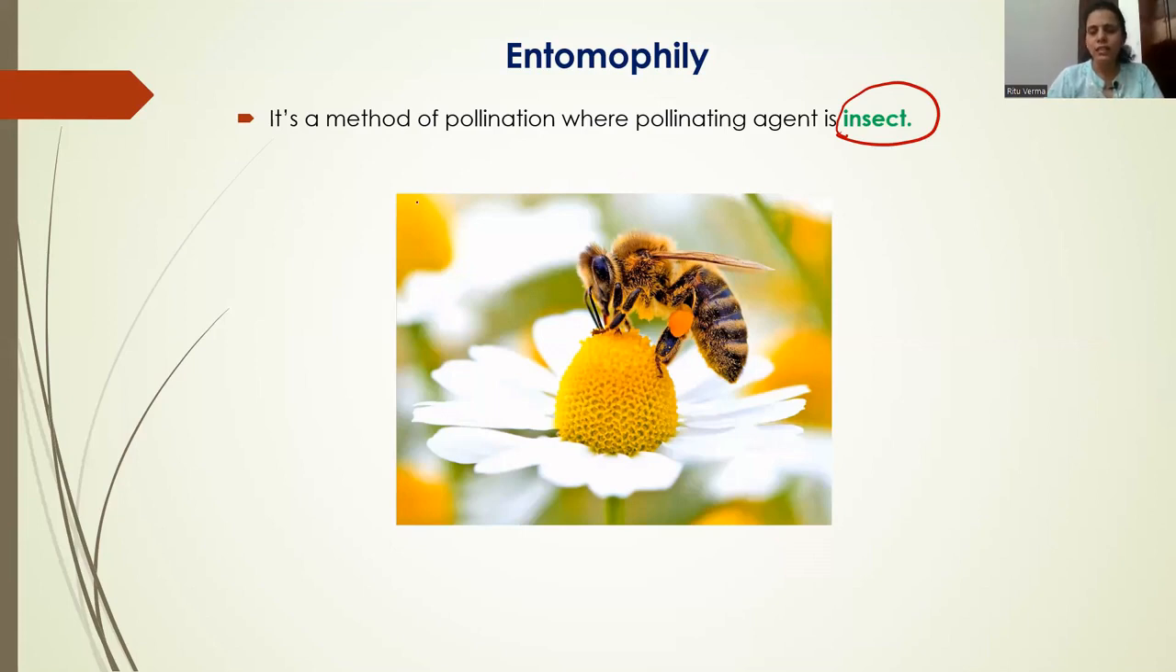Now, if these insects are supposed to come and sit on the flower in order to transfer these pollen grains, these insects must be rewarded by these flowers. In one way or another, these insects must be rewarded. So these flowering plants possess certain adaptations in order to attract insects towards them for the process of pollination. So let's see these adaptations.